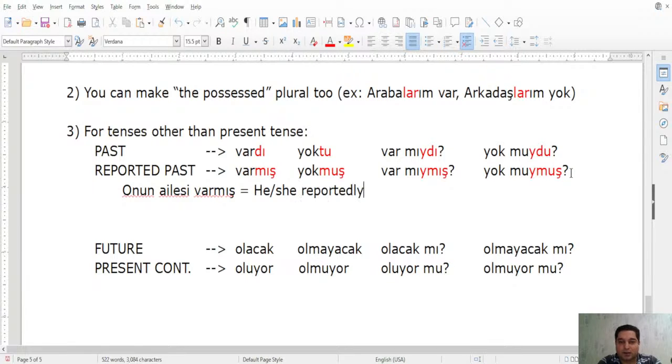Reportedly, let's say, reportedly had family. Ailesi varmış. Aile here is family. Ailesi is a possessive structure, right? Onun ailesi. And varmış is reported past tense.